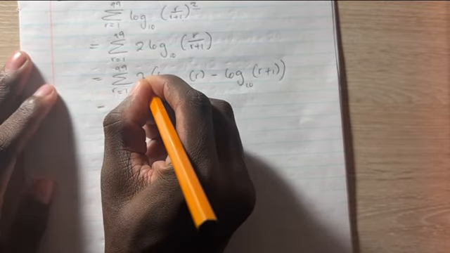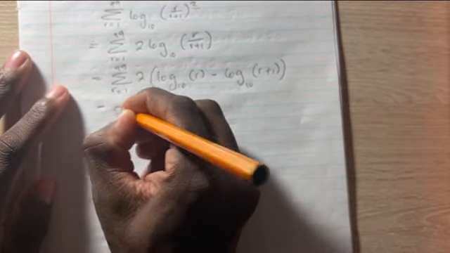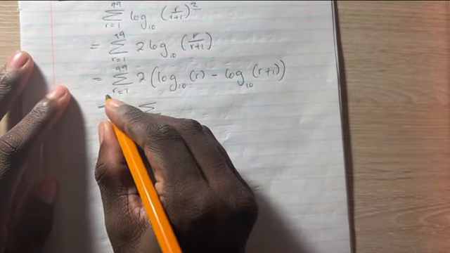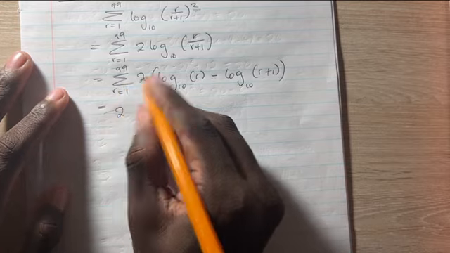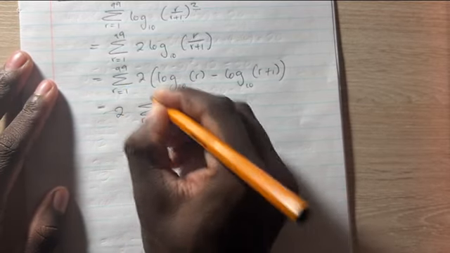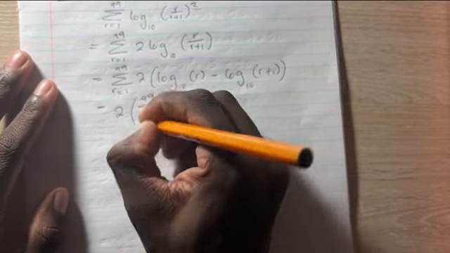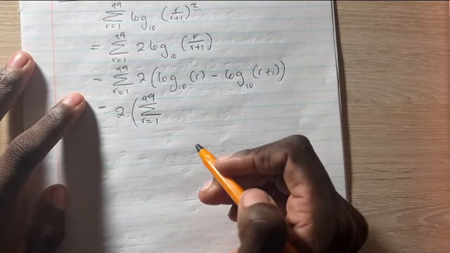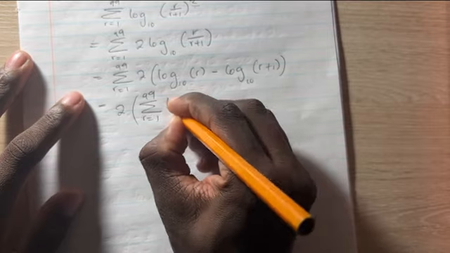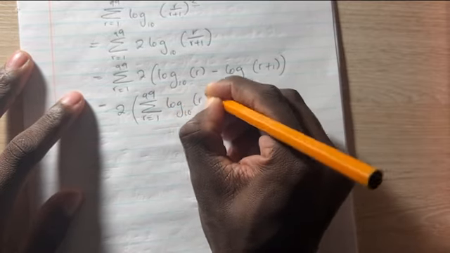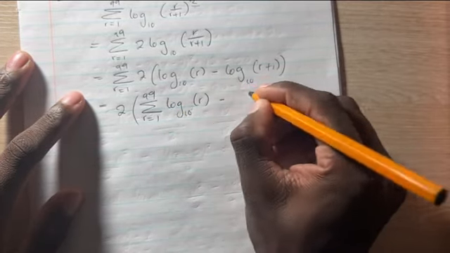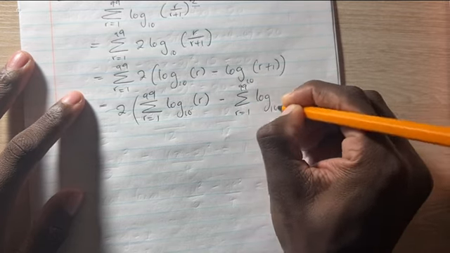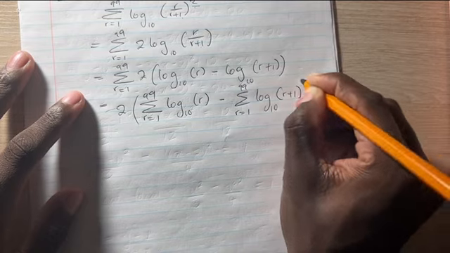Now, let's take this 2 to the front. We're going to get a 2, and then we're going to be looking for the sum, because you can take a constant out of the summation sign. Sum from r equals 1 up to 99. And the second thing I'm going to do is distribute this summation sign to the two things. So I'm going to have sum of log base 10 of r minus sum up to 99 from r equals 1 of log base 10 of r plus 1.